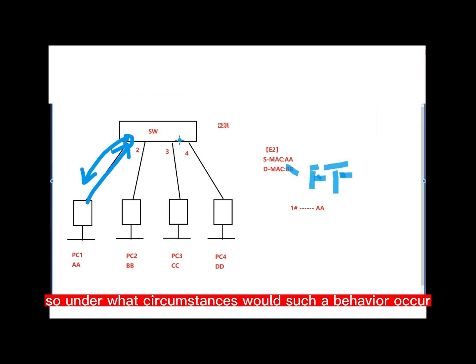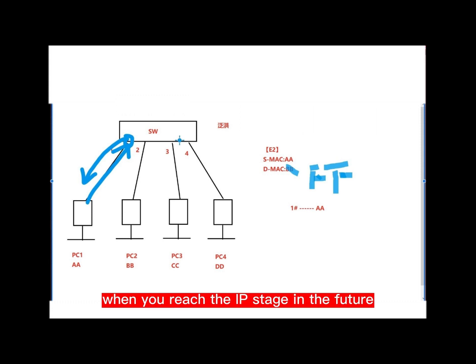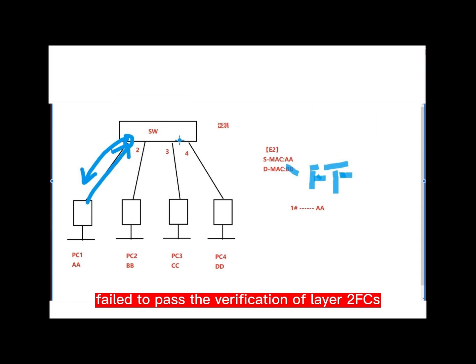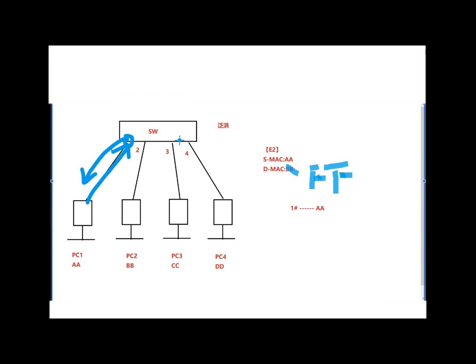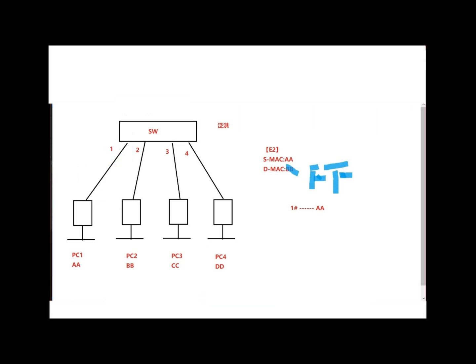So under what circumstances would such a behavior occur? We will not explain at this stage. When you reach the IP stage in the future, you will learn about layer 2 loops, and when you encounter a loop, you can understand this sentence. Certainly, if it receives a message that fails the layer 2 FCS verification, it also drops it. So actually the switch's work is simple: forward, or flood, or discard.